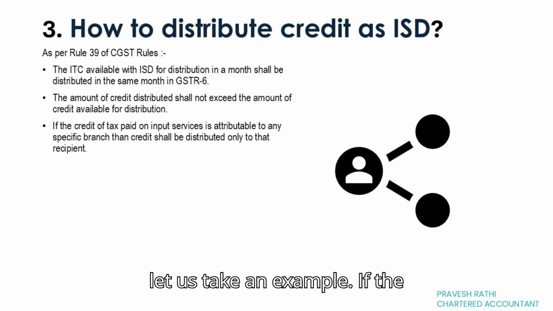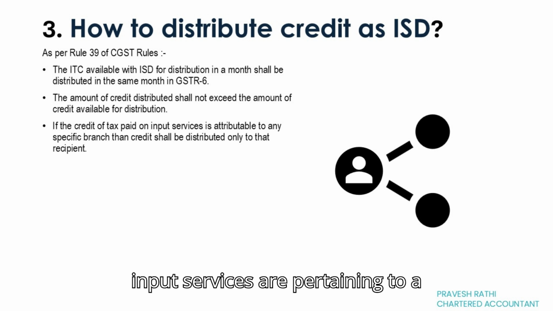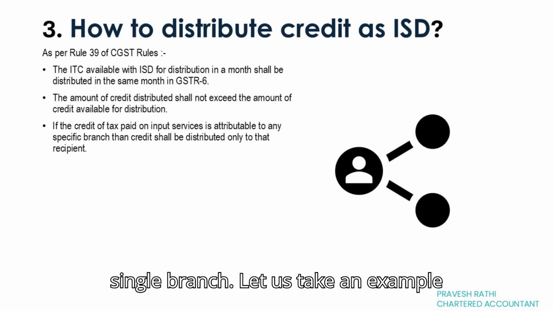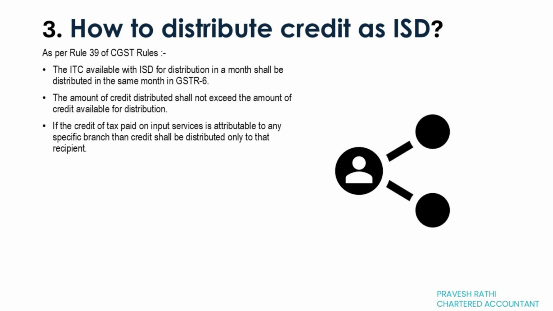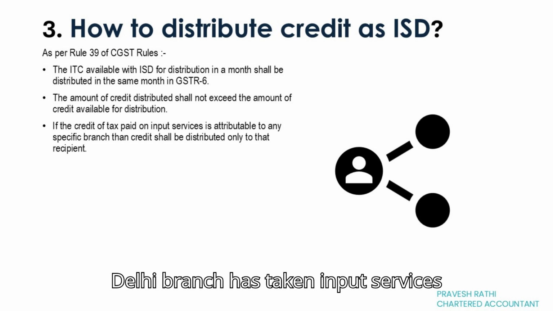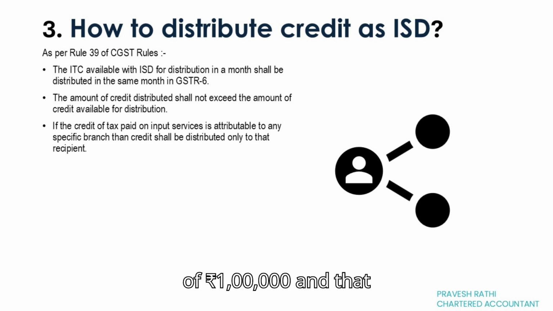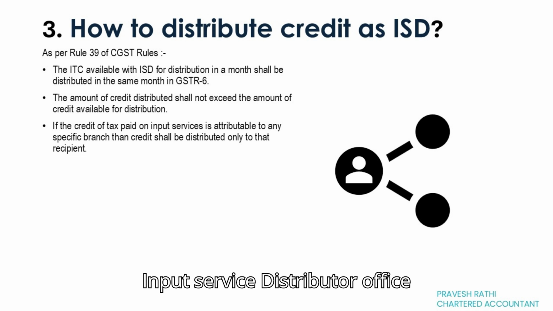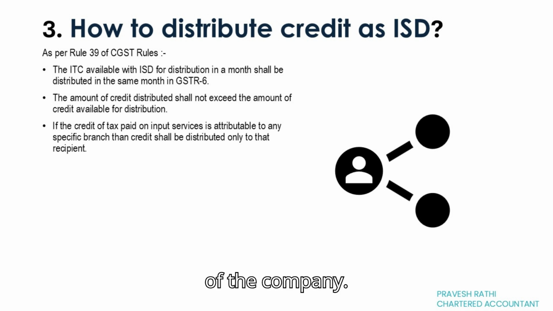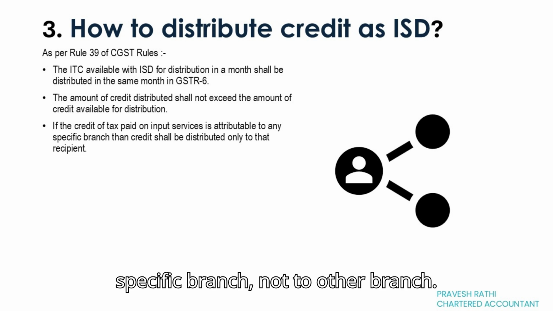The other point is, let's take an example. If the input services are pertaining to a single branch, say the Delhi branch has taken input services of 1 lakh rupees and that invoice is received by the Input Service Distributor office of the company, then ISD needs to distribute the credit of that 1 lakh rupees only to the specific branch, not to other branches.